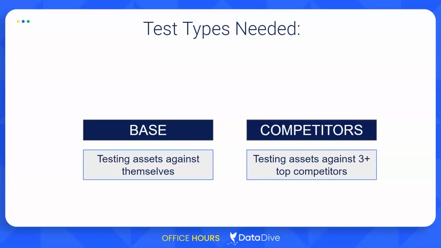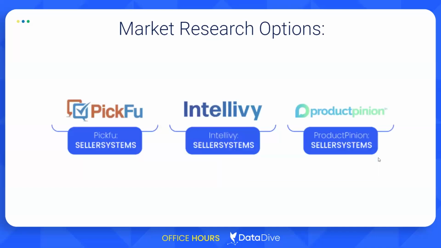Basically, we have 2 different types of tests: a base test and a competitor test. Ideally, the base test would be testing assets against themselves. So I would make multiple versions of our inclusions graphic, and multiple versions of adjustability. For this example so far, we only made 1 version of each. So we just went straight to the competitor test, where I'm testing our best image against the top 3 competitors.